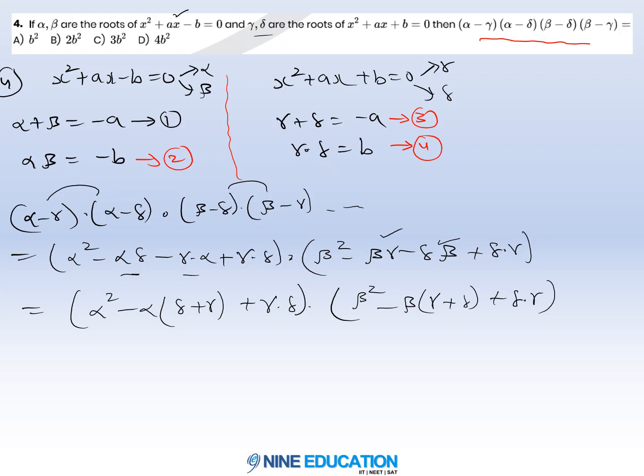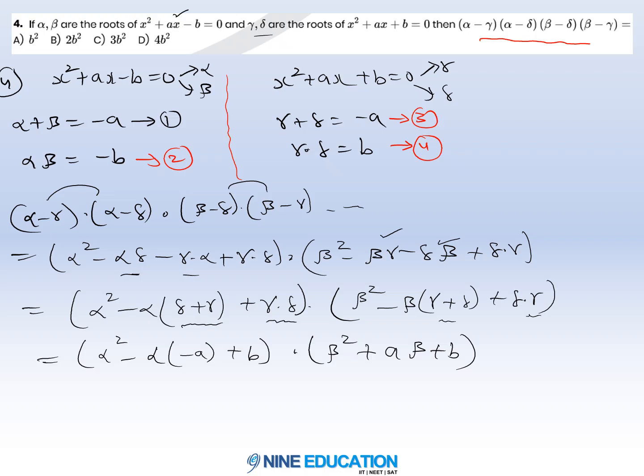So from equations 3 and 4, we can replace delta plus gamma and delta into gamma in both the brackets. Alpha square minus alpha into, so gamma plus delta is minus a, plus gamma into delta is b. The same here, beta square. So gamma plus delta is minus a, minus into minus plus a beta plus b. So here also it will be alpha square plus alpha a plus b.